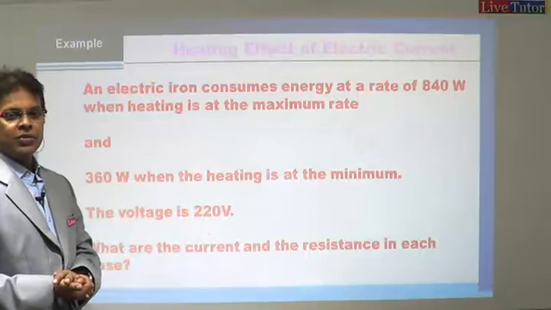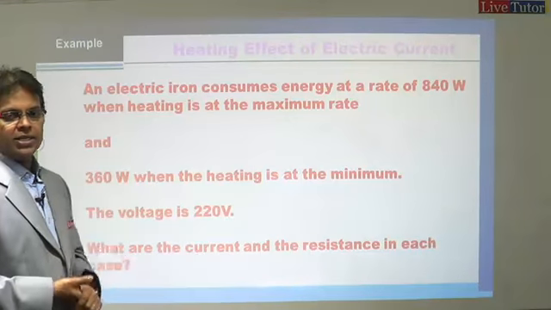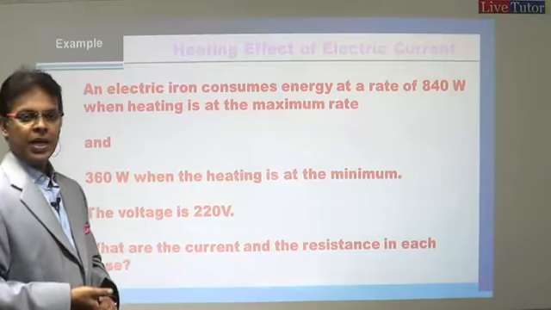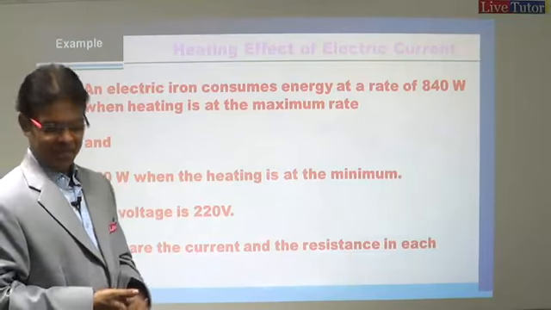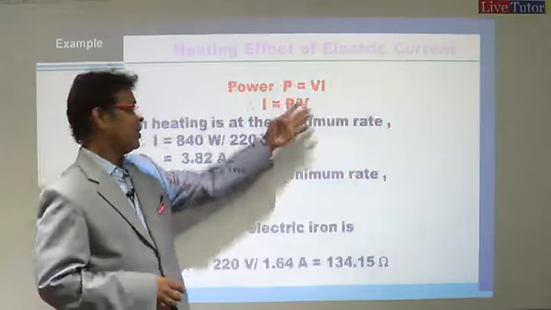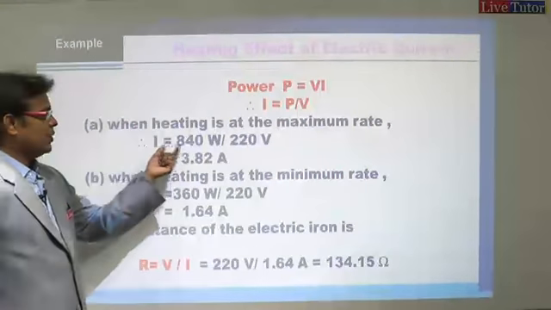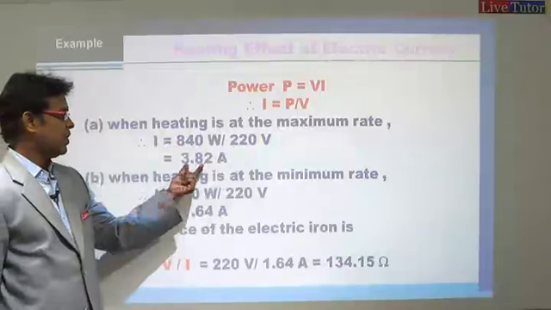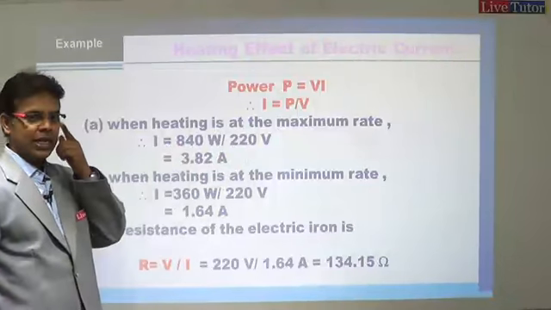So what can you find out straight away? You can find out the current. So power P is equal to VI, I is equal to P by V. Substitute that value. I is equal to 840 by 220. So if you calculate, you will get 3.82.